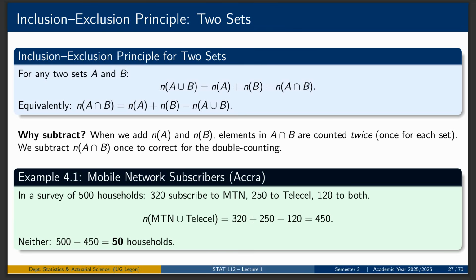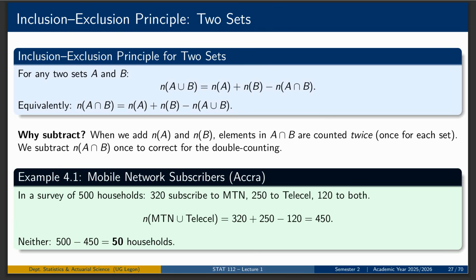Okay. So, mobile network subscribers, an example. In a survey of 500 households, 320 subscribe to MTN, 250 to Telcel, and 120 to both. Now, the number of MTN union Telcel users will then be what?